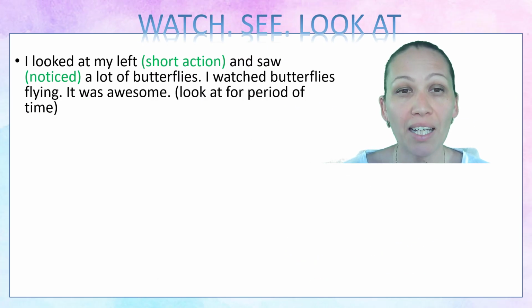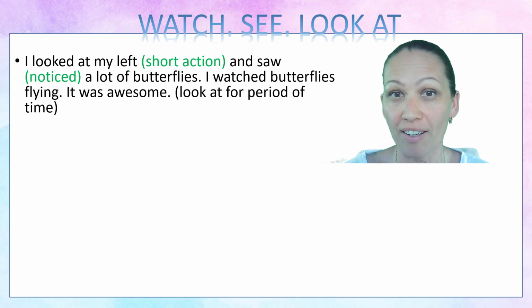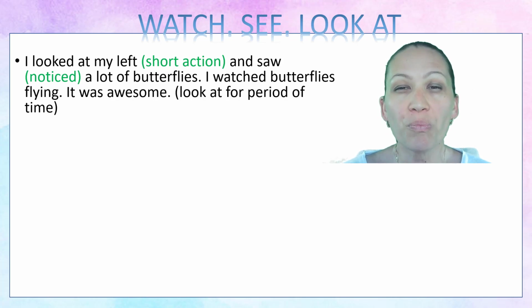Let's have a look at one example where I used all three verbs, and you will see the picture clear how and when to use look at, see, and watch. Let's have a look at this example. I looked at my left and saw a lot of butterflies. I watched butterflies flying. It was awesome.